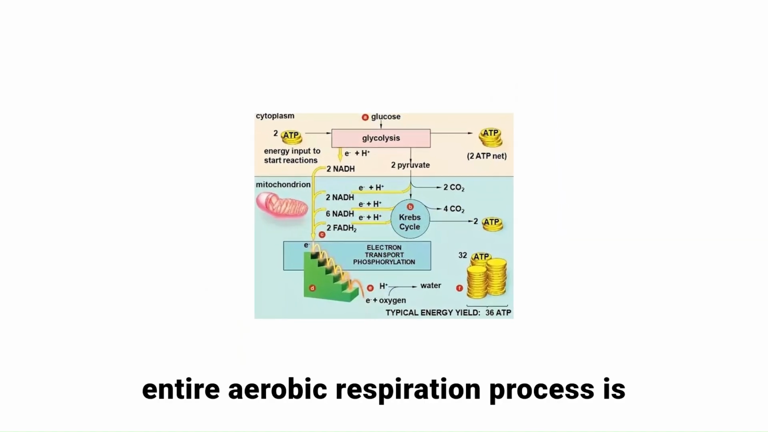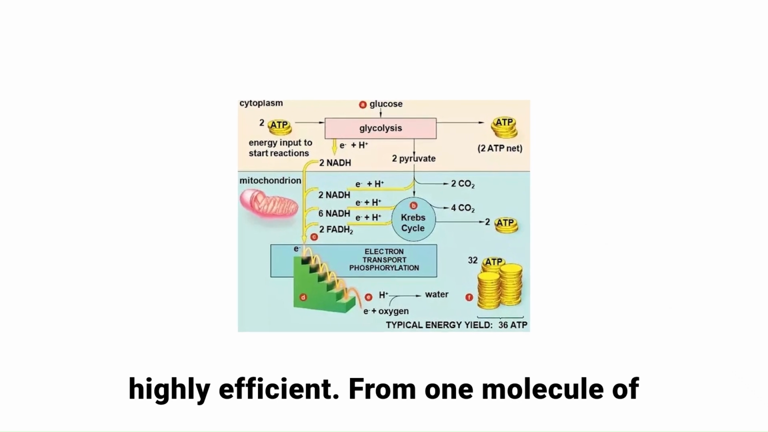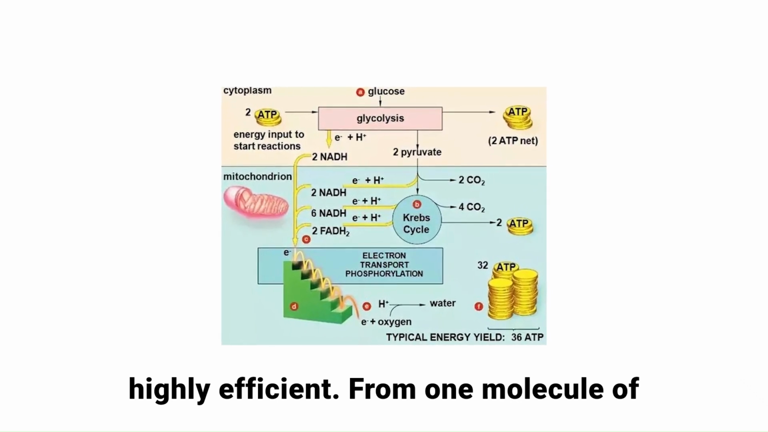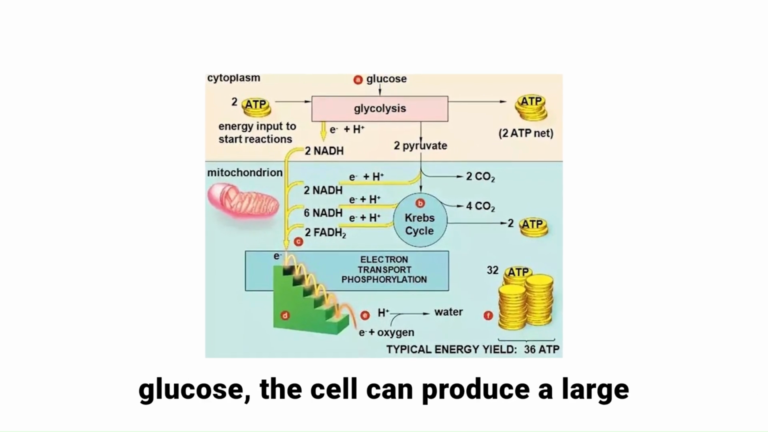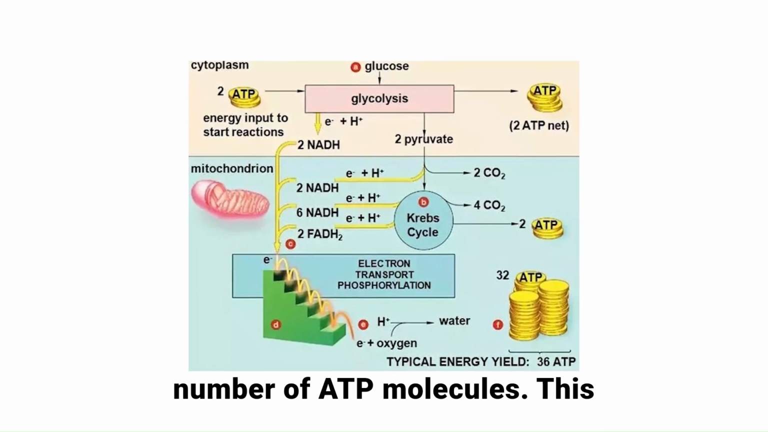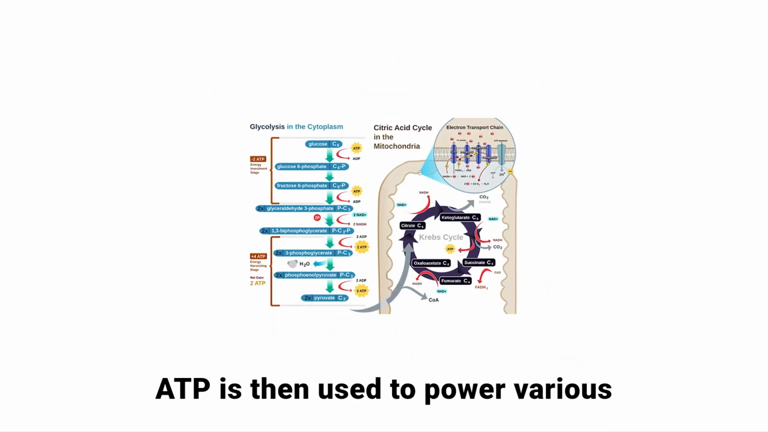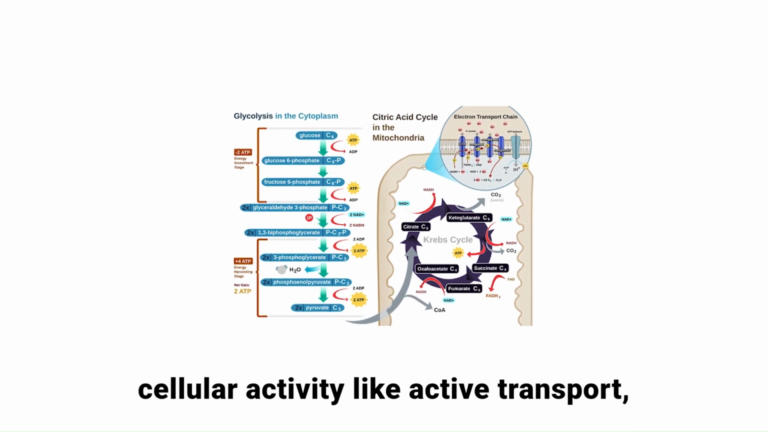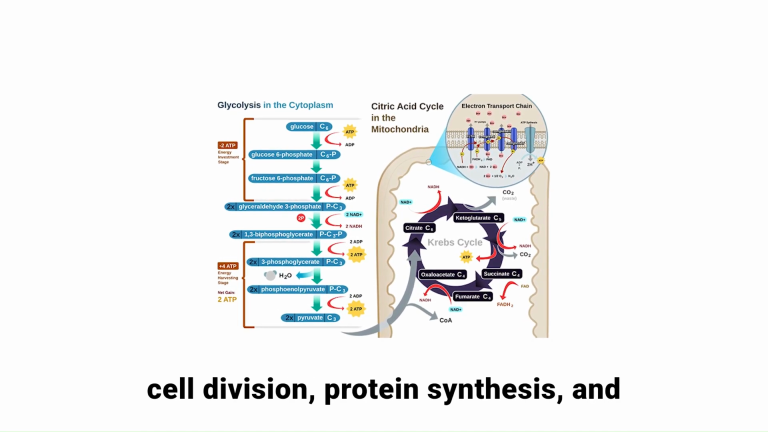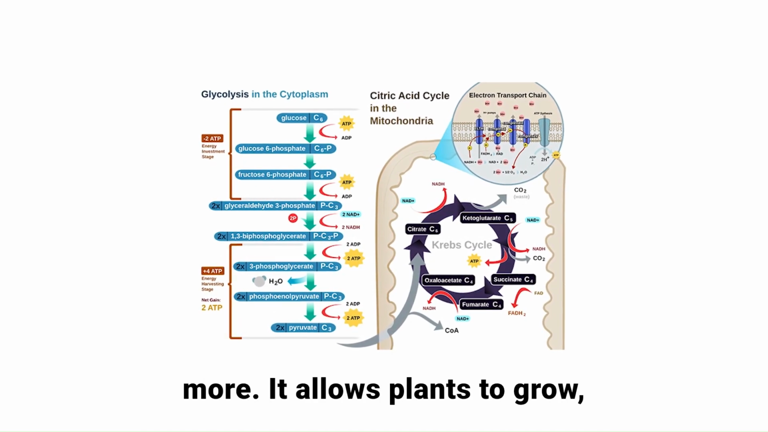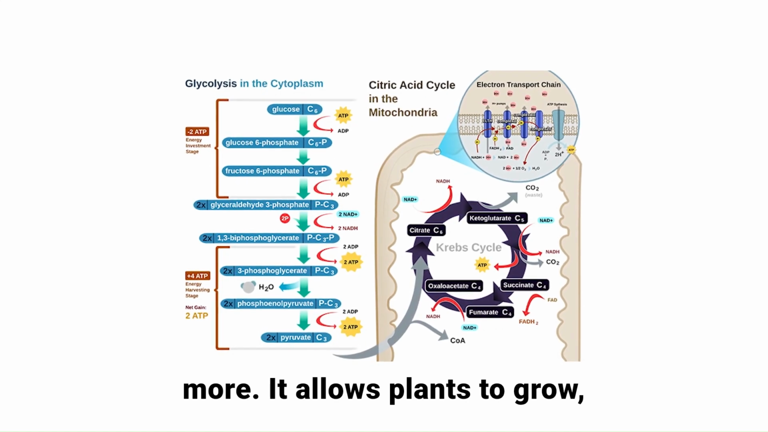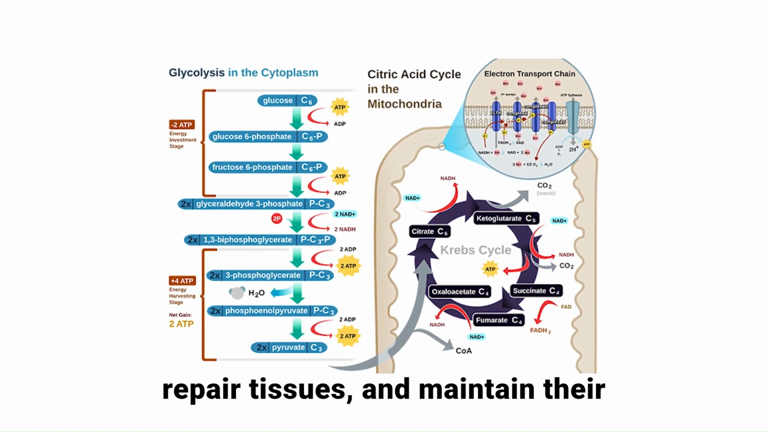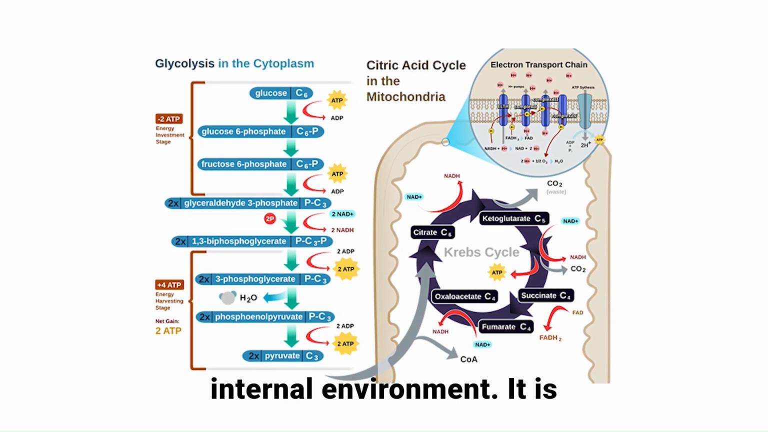This entire aerobic respiration process is highly efficient. From one molecule of glucose, the cell can produce a large number of ATP molecules. This ATP is then used to power various cellular activities like active transport, cell division, protein synthesis, and more. It allows plants to grow, repair tissues, and maintain their internal environment.